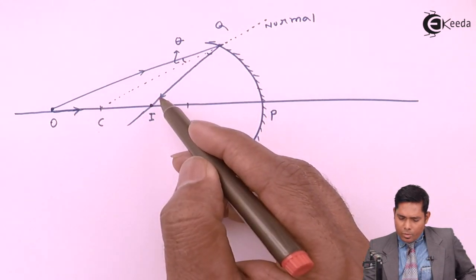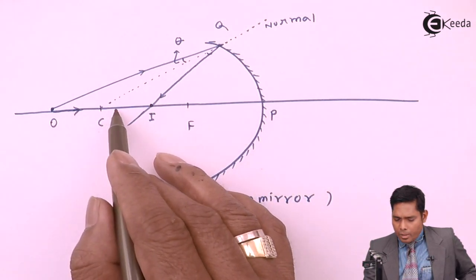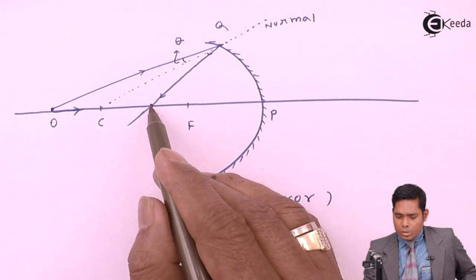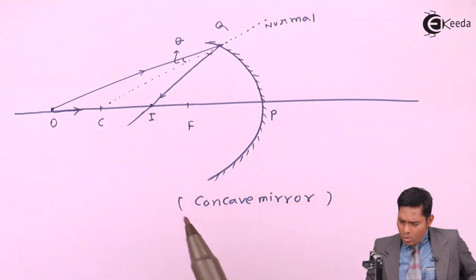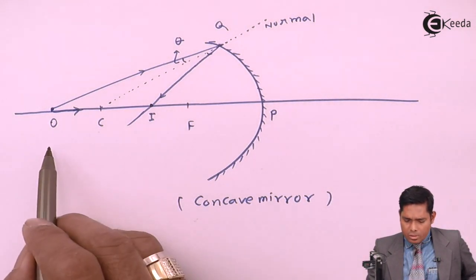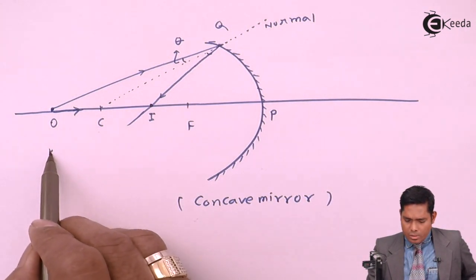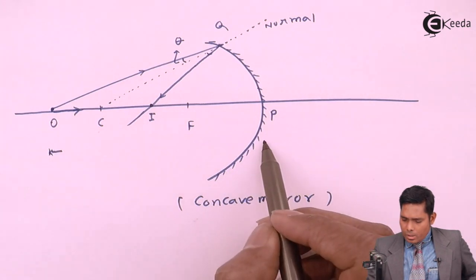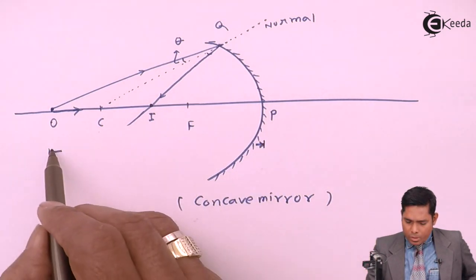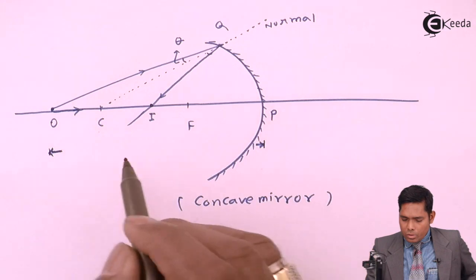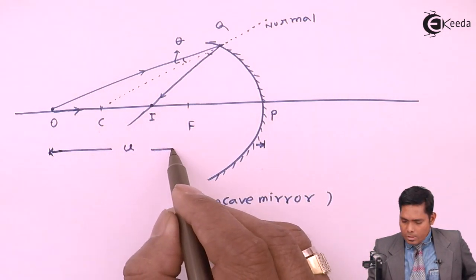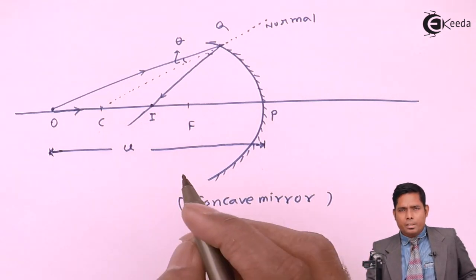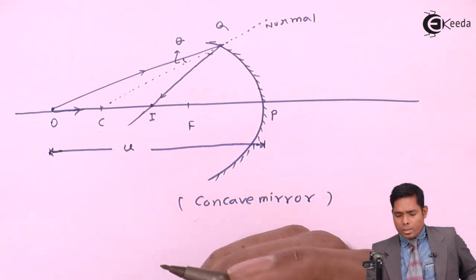This is one ray, and another ray moving along the axis will meet here. These two rays will meet here, and the image is formed. Now we know that this distance, from the object to the pole, is known as the object distance. I'm not using proper sign conventions now; we will use them later on.